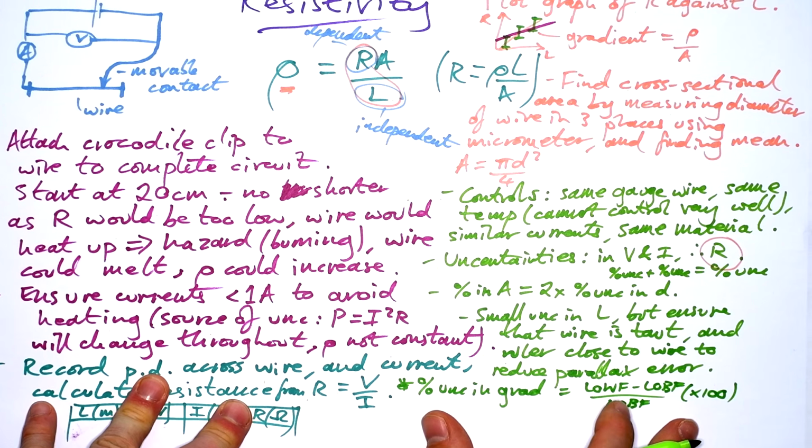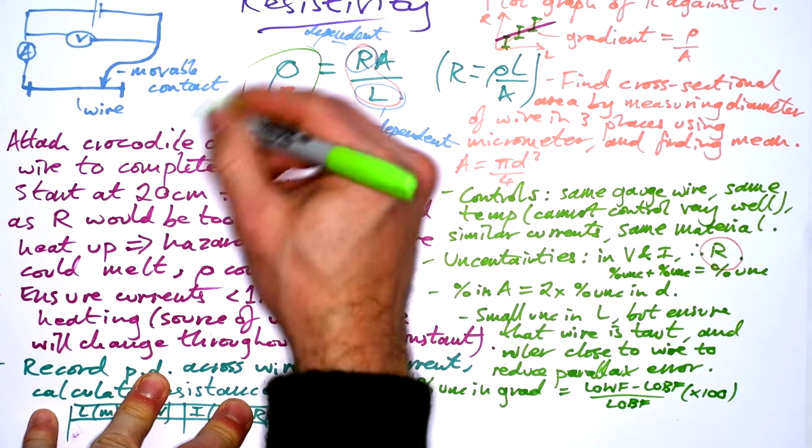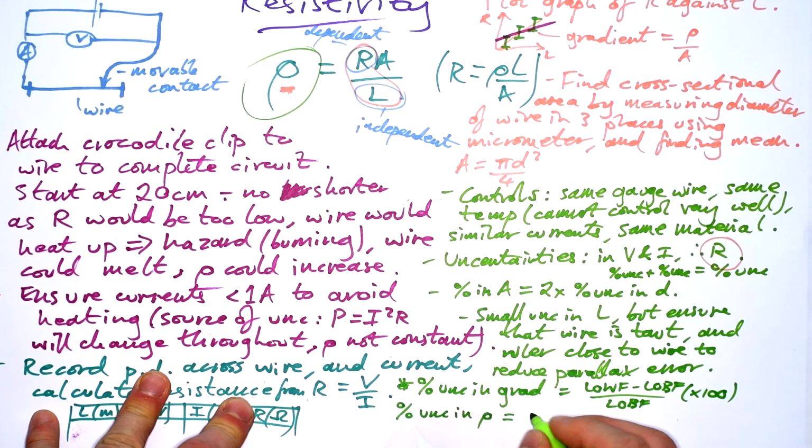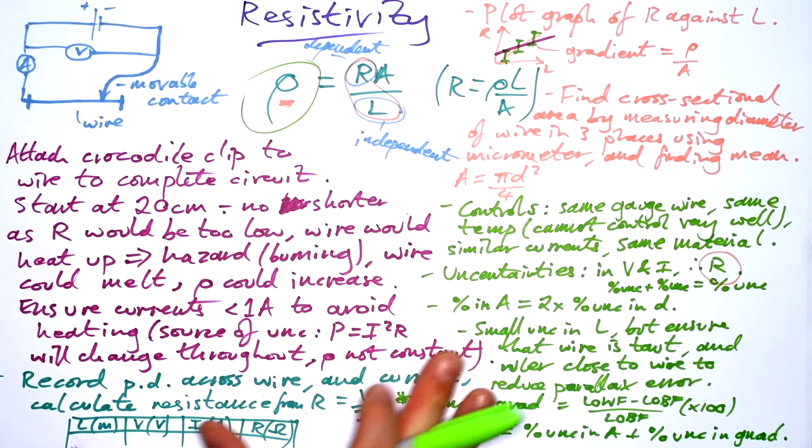And then finally, if you want to find out the overall percentage uncertainty in your resistivity, that's going to be equal to the percentage uncertainty in the area plus the percentage uncertainty in the gradient. What you can end up with is a nice accurate value for the resistivity with an absolute uncertainty as well. And then you can check that against a research value, and that is good enough.